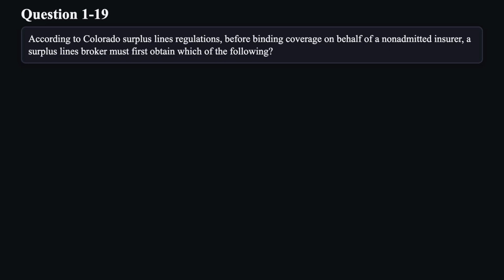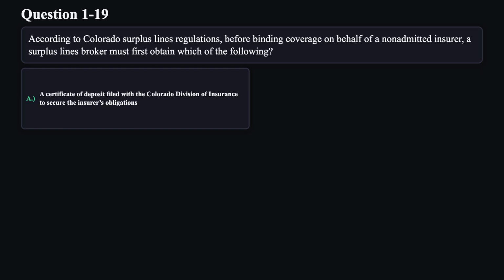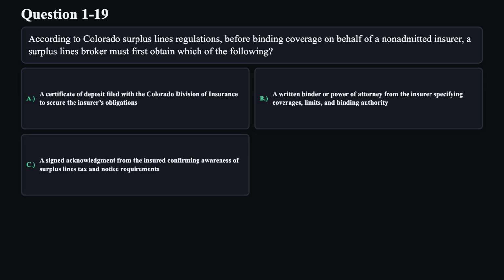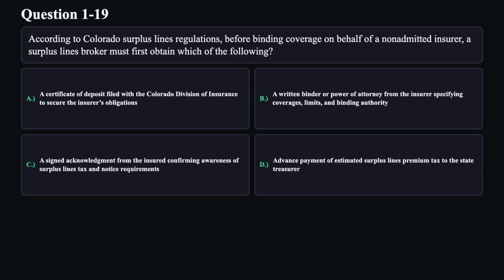Question 19. According to Colorado surplus lines regulations, before binding coverage on behalf of a non-admitted insurer, a surplus lines broker must first obtain which of the following? A. A certificate of deposit filed with the Colorado Division of Insurance to secure the insurer's obligations. B. A written binder or power of attorney from the insurer specifying coverages, limits, and binding authority. C. A signed acknowledgement from the insured confirming awareness of surplus lines tax and notice requirements. D. Advance payment of estimated surplus lines premium tax to the state treasurer.